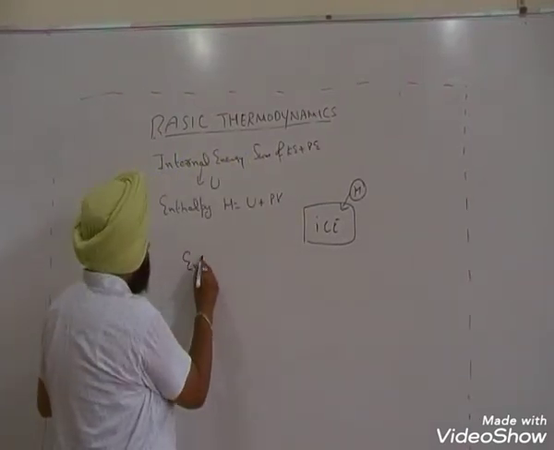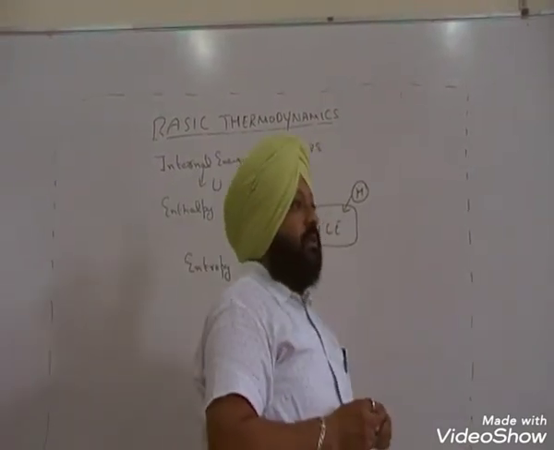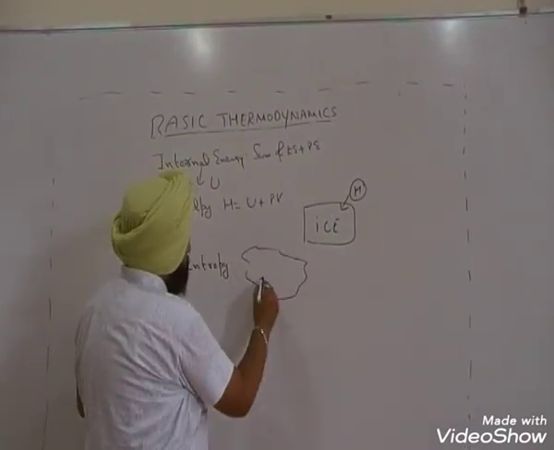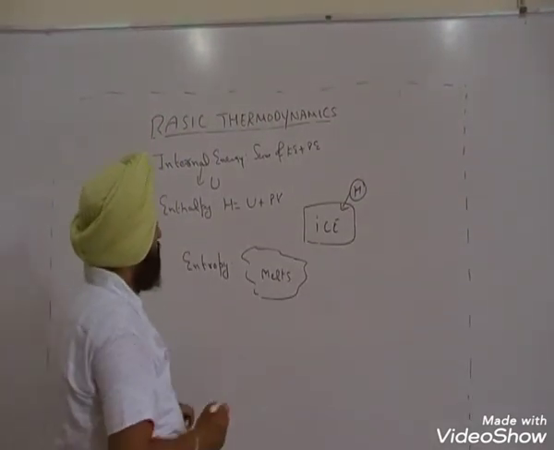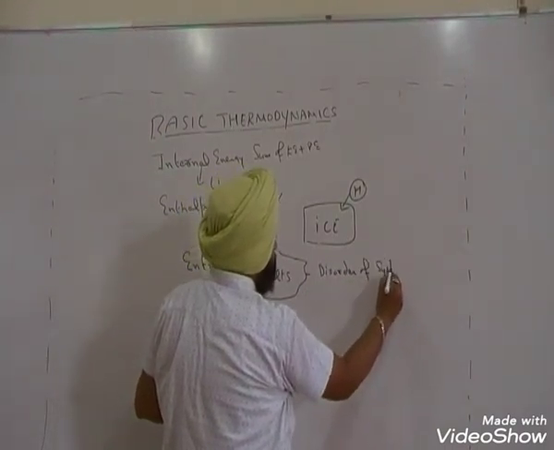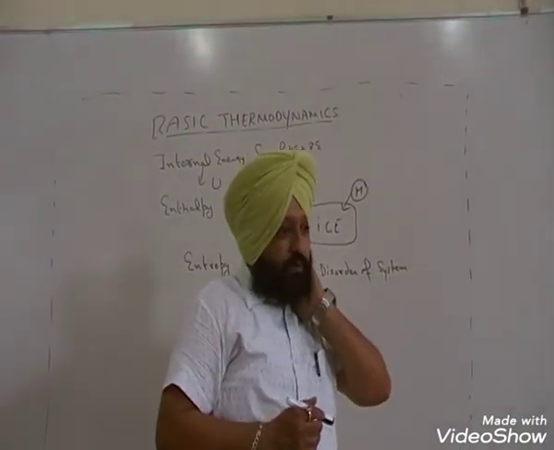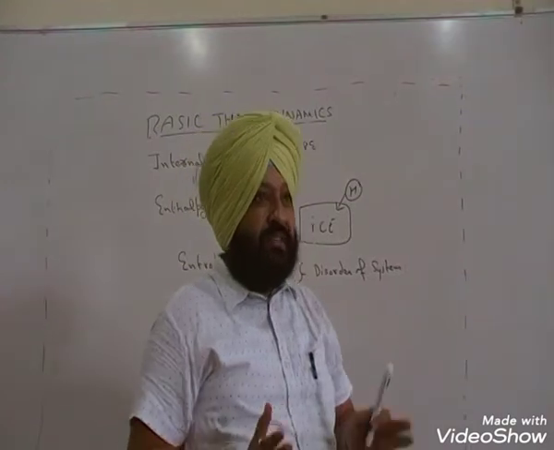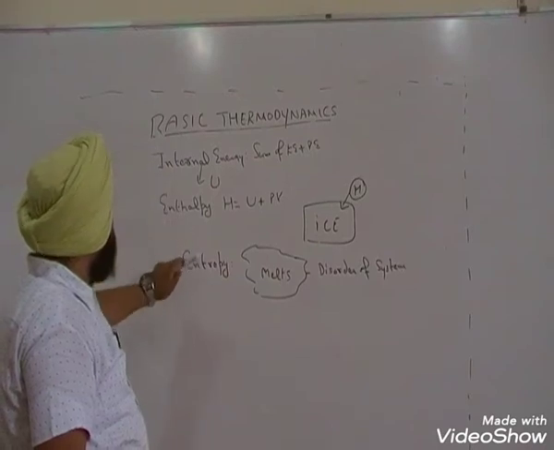Entropy. Entropy means the degree of randomness in the system. For example, here ice is there and it melts. So it shows the disorder of the system. So this is known as the entropy. It is a measure of disorder of the system. Another example of entropy: take a glass of water and put an ice in it. As the ice melts, it shows that there is an increase in entropy of the system. So this is internal energy, enthalpy and entropy.